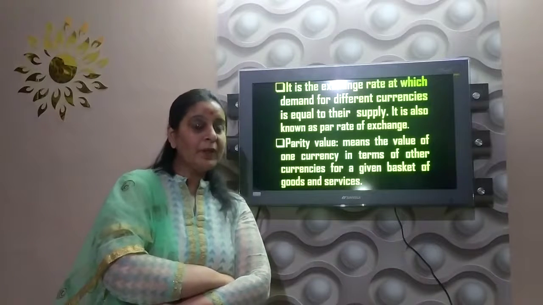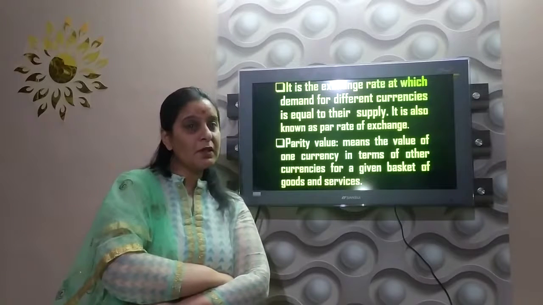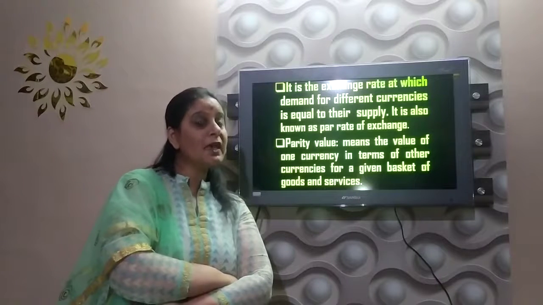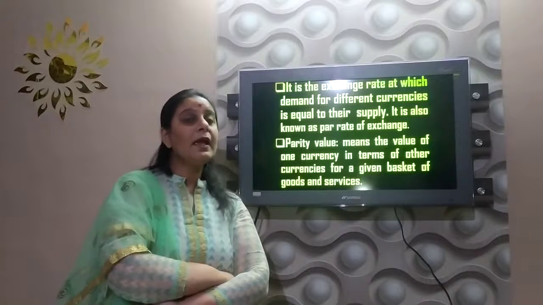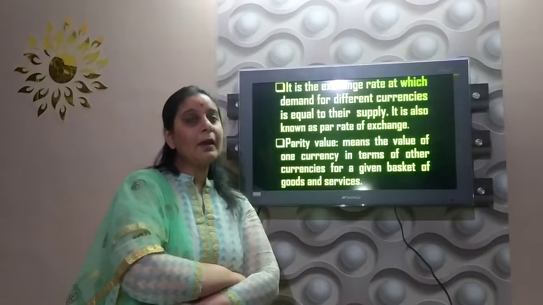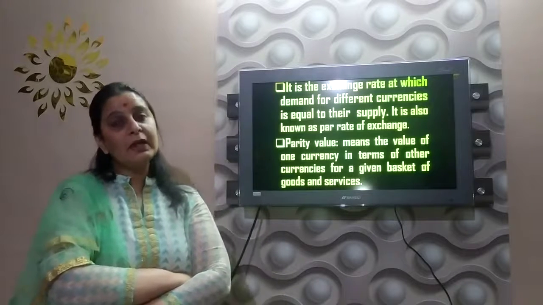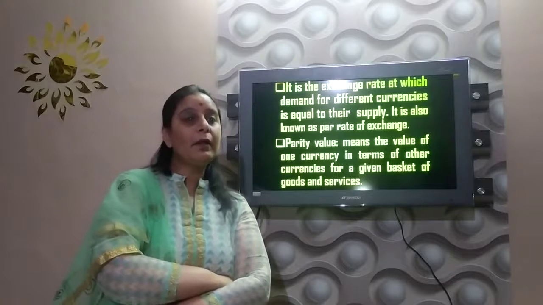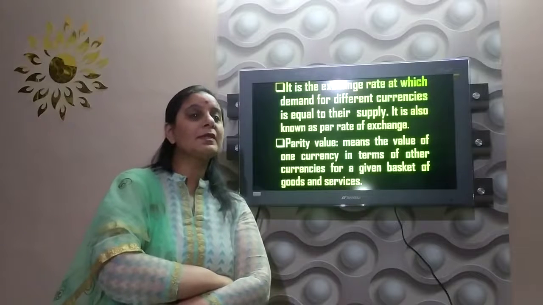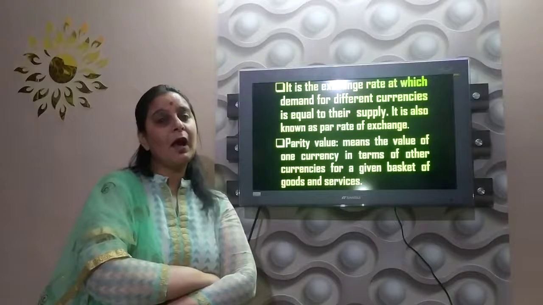फॉर एग्जाम्पल, इफ यू हैव सिलेक्टेड लेट्स से 5 गुड्स इन द बास्केट ऑफ गुड्स एंड सर्विसेज. नाउ दीज 5 गुड्स एज आई हैव टोल्ड यू शुड बी ऑफ द सेम क्वालिटी एंड सेम क्वांटिटी. इफ दीज गुड्स आर अवेलेबल इन अमेरिका फॉर $1 but available in India for ₹100. So then it definitely gives an idea that $1 equals ₹100 because $1 buys the same set of goods and services which can be purchased by ₹100.